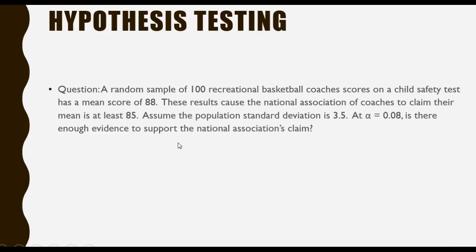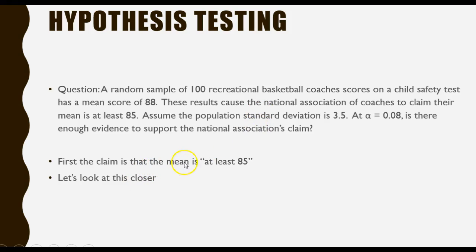So we have our answer on that one. Let's do another one. A random sample of 100 recreational basketball coaches' scores on a child safety test has a mean of 88. These results cause the National Association of Coaches to claim their mean on this test is at least 85. Assume the population standard deviation is 3.5. At an alpha of 0.08, is there enough evidence to support the National Association's claim?